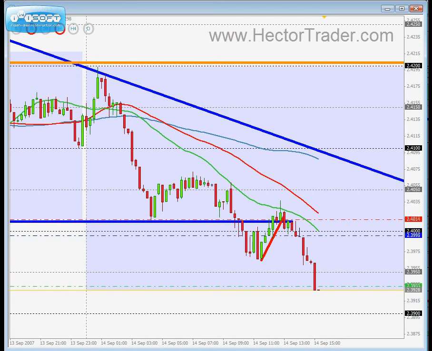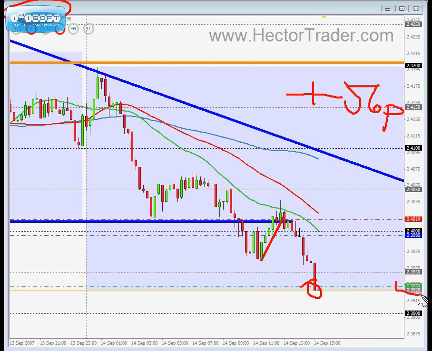It's 15 minutes past 1 p.m. London time. I've just closed my second trade for today on the GBP Australian dollar at plus 56 pips, at 239.32.